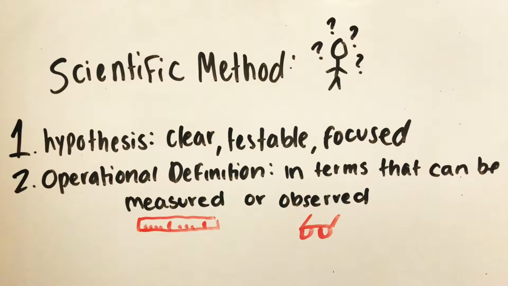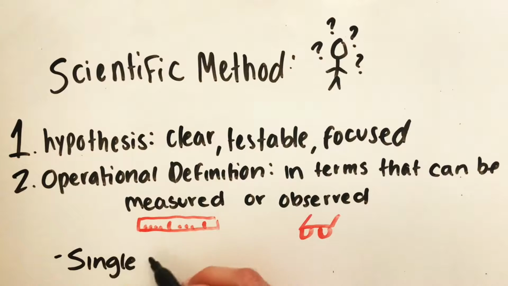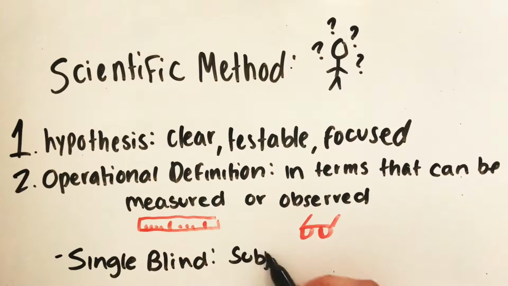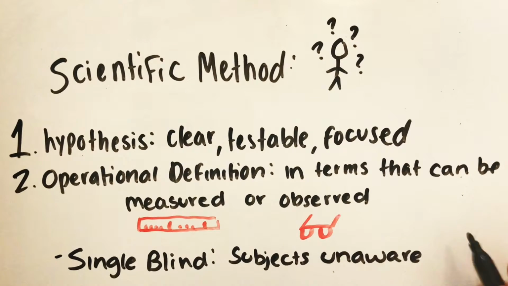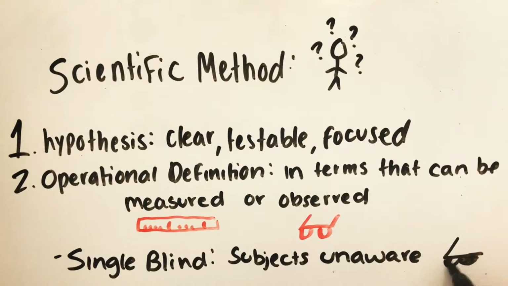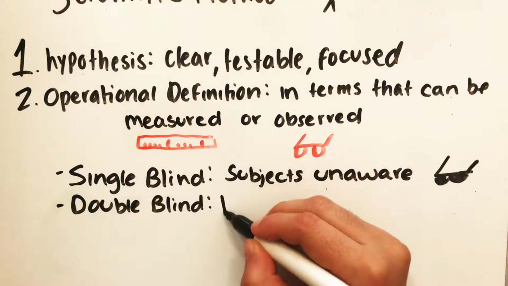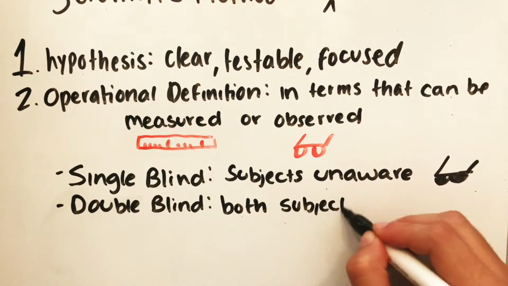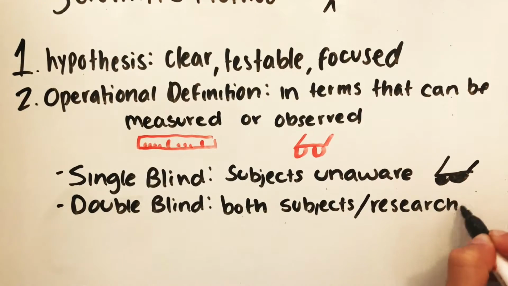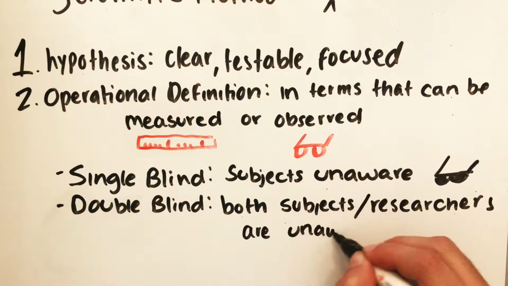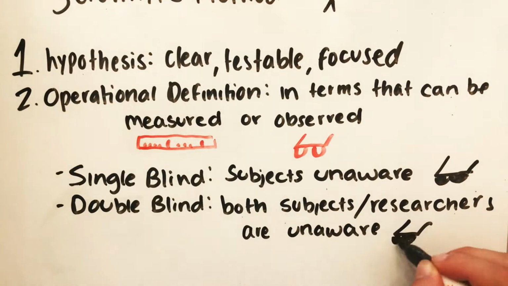A single blind experiment is when the subject is uninformed about the experiment. In a double blind experiment, both the subject and the researcher analyzing the data are uninformed about the experiment. This is used most often when there is an experiment that involves medicine.